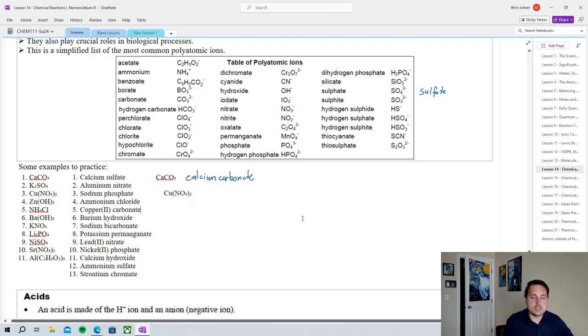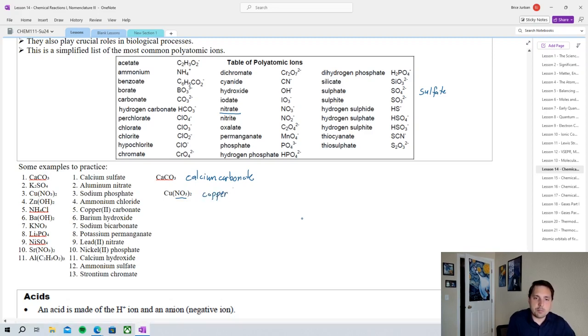Okay, so here we have Cu(NO3)2. So NO3, this one is nitrate, and nitrate has a -1 charge. And the copper can be either +1 or +2. We can refer back to our chart of the ions for that. And in this case, it's got to be copper 2 because there's a subscript there of 2. So this is copper 2 nitrate.